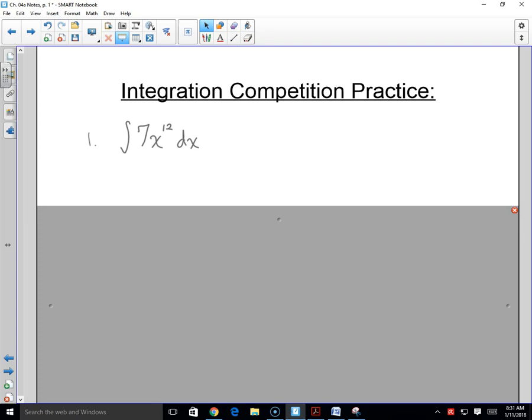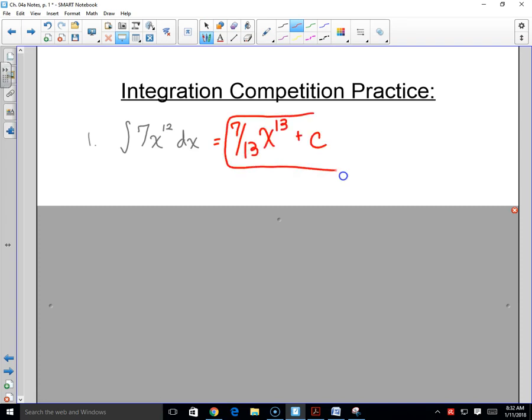You can grab a couple of markers just in case. You don't have to write the check, but I would still advise it, because you only get one submission. Final answer: 7/13 x to the 13 plus c. So far, all 4 groups are tied with 1 point. Here we go, next one. You don't have to write the check, but one submission.